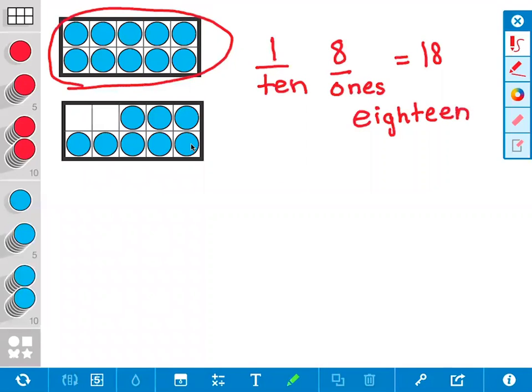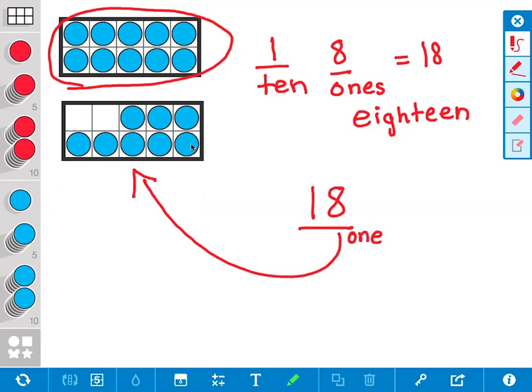Now, when I look at this number 18, I know that it means I have 8 little ones here in this space. And in the 10 space, I only have one group of 10. So that is the number 18 and what it looks like. So you've learned 2 ways to do your teen numbers.